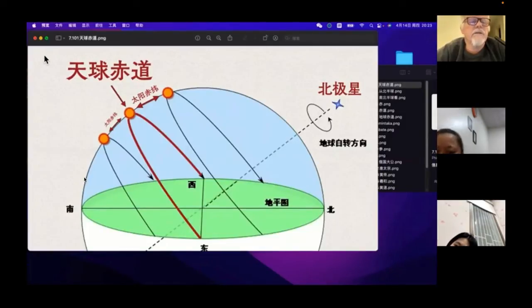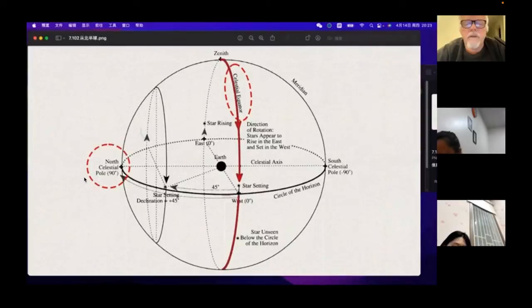And 这个字跟 what does the word have to do with red? 这个是另外一个图，你看中间有地球，然后如果你站在赤道就是 equator。If you only say the word 赤道, it usually means equator. It actually means red path.